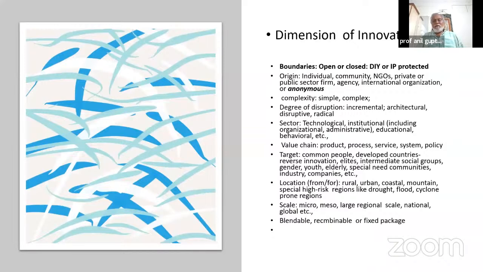Now let's look at what are the considerations that will affect, what are the dimensions of innovation which will affect the diffusion potential. Obviously, whether it is IP protected or DIY, that is the first question which will influence the diffusion potential. If it is IP protected, then those who can license it by paying the license fee can obviously adopt it. But if it is DIY, it might be easier to diffuse.